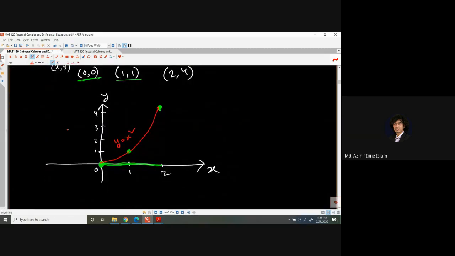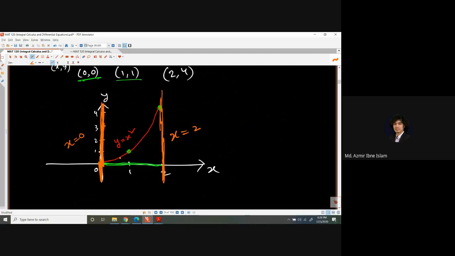So let's draw the bounds. At first, x equal to 0 is this line. That means it is acting as the lower bound, and x equal to 2 is the upper bound.